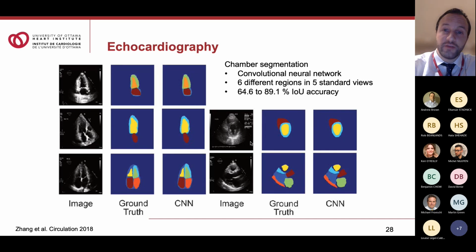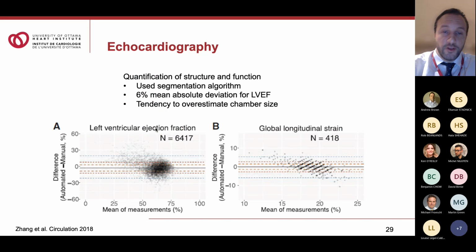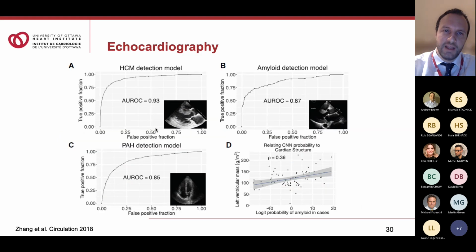They also studied chamber segmentation. In this case, they used 5 different standard views. They highlighted and selected different regions of the image corresponding to different structures, and they let the algorithm learn how to identify these structures. And they reached quite a high accuracy, 64.6 to 89.6%. They then used this segmentation algorithm to measure ejection fraction. They reached a 6% mean absolute deviation for the ejection fraction, and they did observe a tendency to overestimate chamber size. They also studied the identification of certain disease processes.